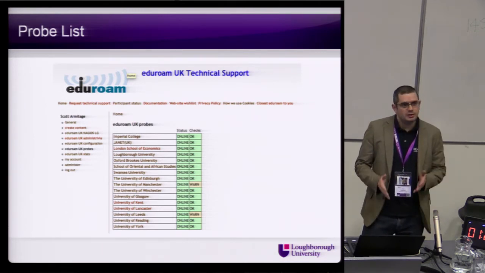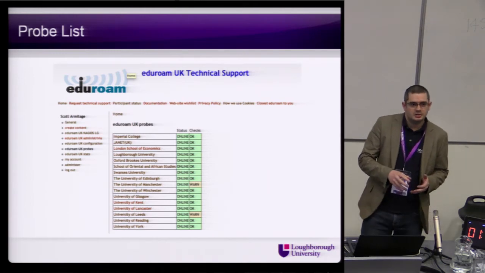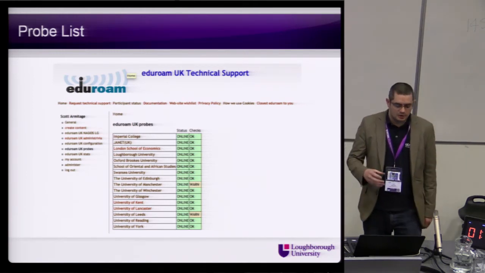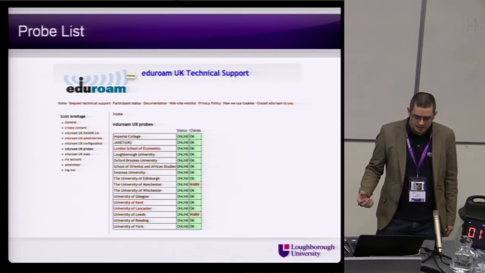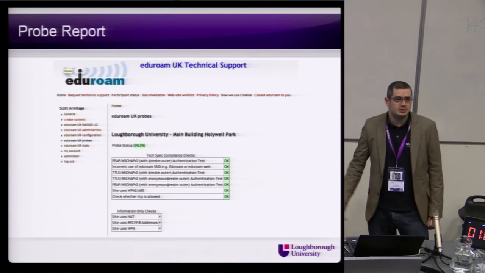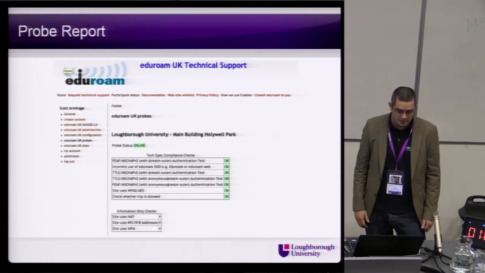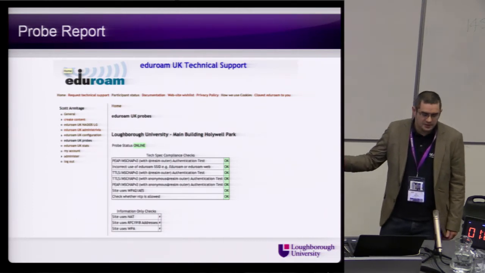Probes belong to an organization, so the probe is tied to an organization, but the probe is actually registered to a location. All the probes are tied to locations in the UK database. If I look at, for example, one of the Loughborough probes, because you can have multiple probes for an organization, this is one of the probes whose location is main building, Holywell Park.